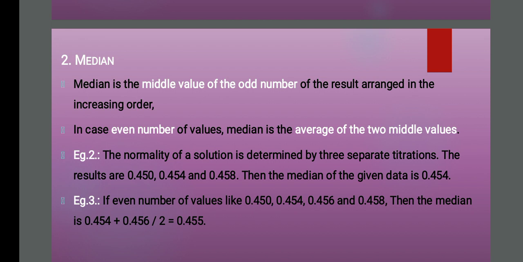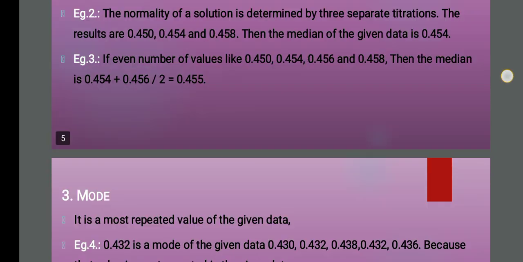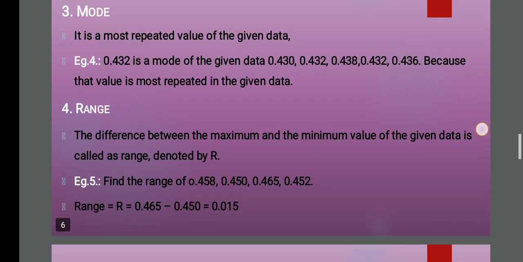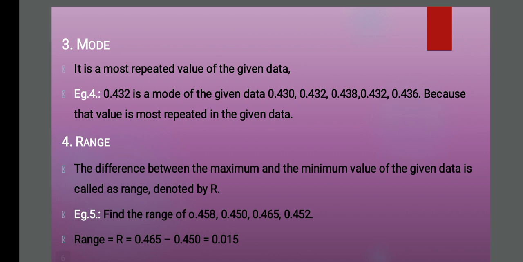It's clear? So I have taught you something about mean as well as median. Mean and median is over. The next term you are going to see is mode. What do I mean by mode? Mode is nothing but the most repeated value in a given data.